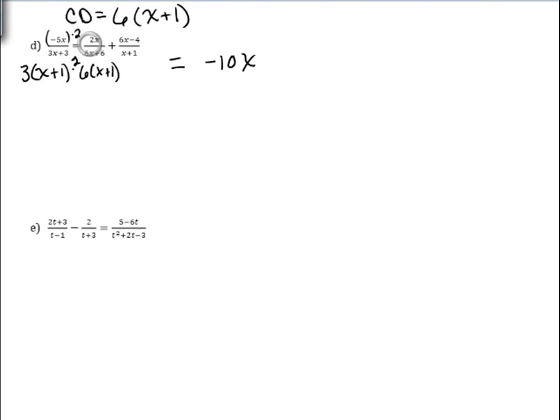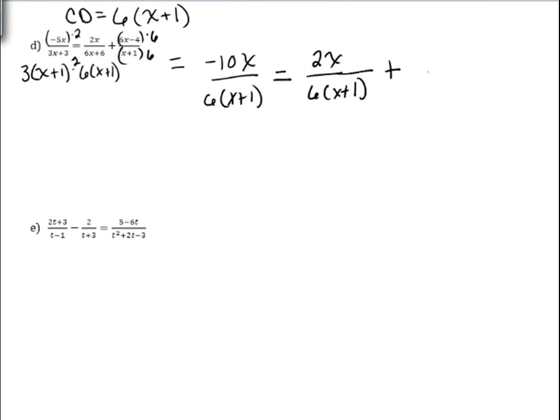And then our second fraction, we have 2x over 6 times x plus 1, and so that already has our common denominator. Plus 6x minus 4 is over x plus 1, so what's missing there from our common denominator is the 6. So we're going to multiply both the top and the bottom of this by 6. So that's 6 times the quantity 6x minus 4 over 6 times x plus 1.